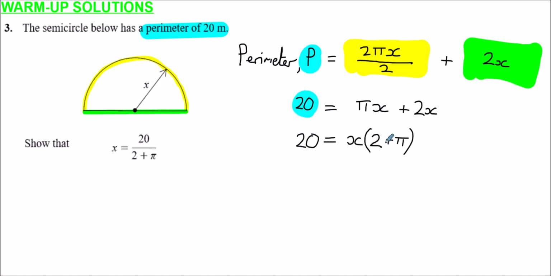And so if we just divide through both sides by what's in the brackets, 2 plus pi, we get therefore that x must be 20 divided by 2 plus pi, which once again is what we wanted to prove. So that's question 3 sorted.